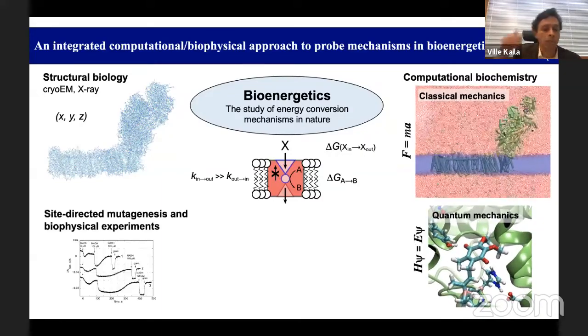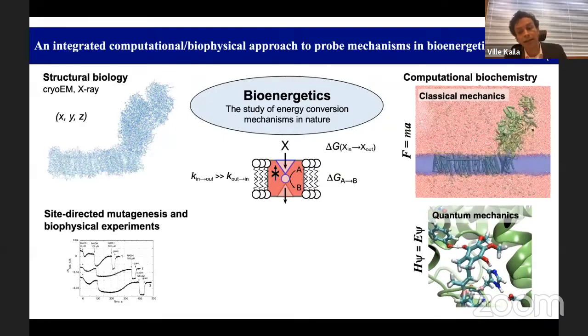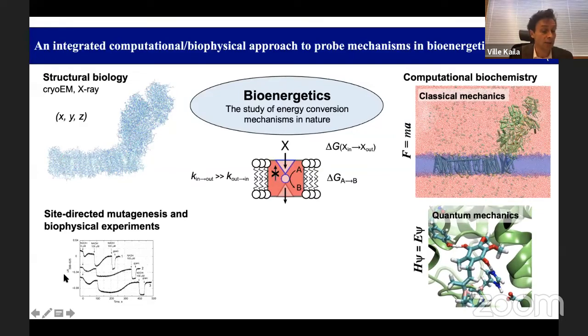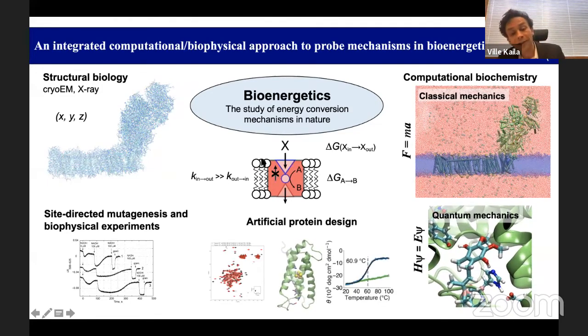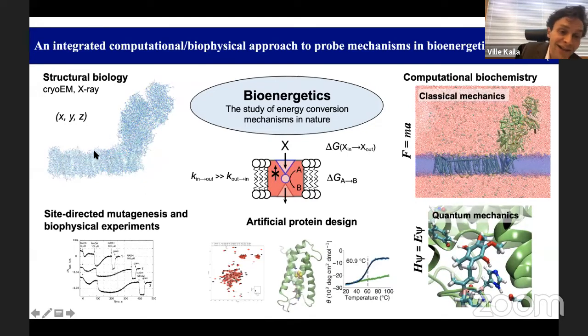practice. But what we also try to do very much here is, based on the simulation, design, for example, mutagenesis experiments to perturb the system and test, by different biophysical experiments, how this would perturb the activity. And we have also started using a little bit of protein engineering and artificial protein design approaches to ask and, so to say, isolate various catalytic parts of the system into a simpler environment.